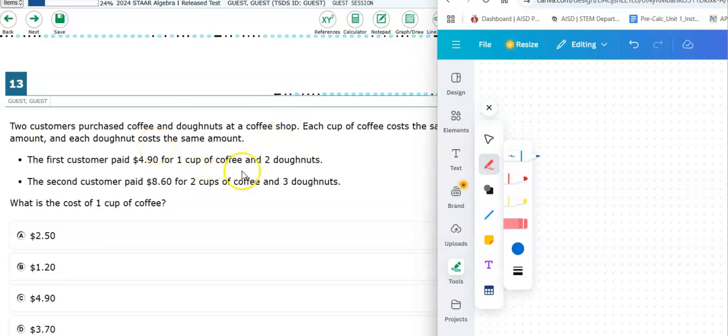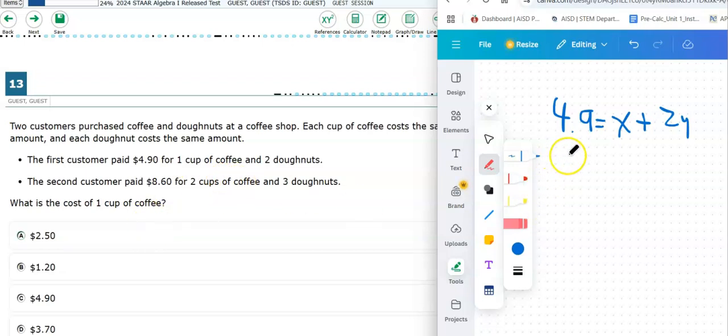All right, I'm going to say cups are X and donuts are Y. Okay, so that means 4.90, which I'm going to just write 4.9, is equal to, it says 1 cup of coffee. So I can write 1X, or I'm just going to write X, because that means 1X. And 2 donuts means 2Y. So now it's 4.9 equals X plus 2Y. That's me converting that one.